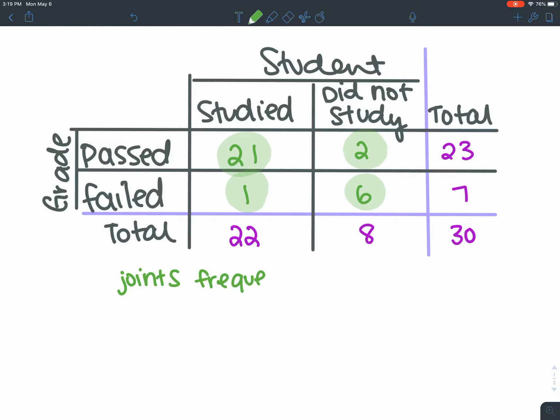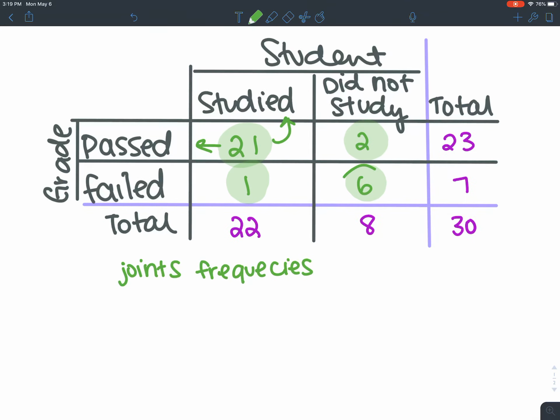So these numbers are being described by people who studied and people who passed. So if we asked ourselves, what does this 6 right here represent? Then that represents people who did not study and failed.